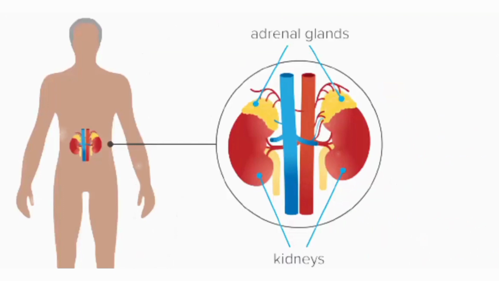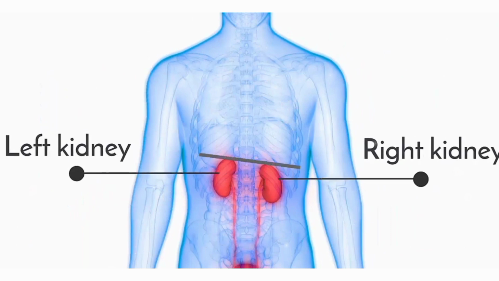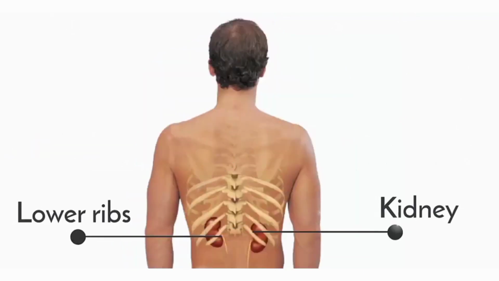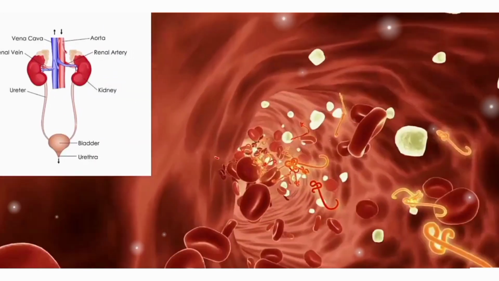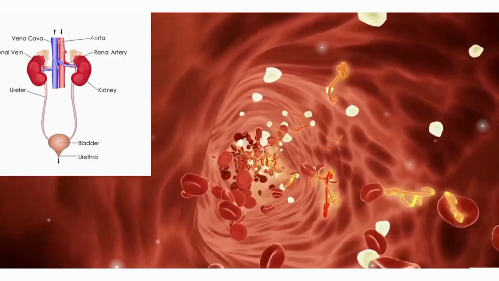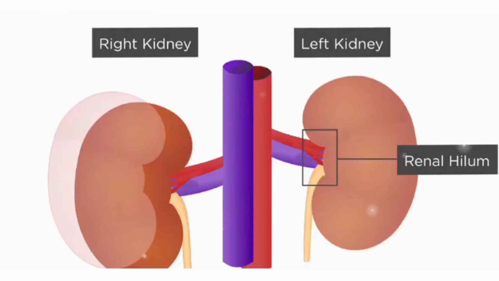The adrenal gland is found sitting on the top of each kidney. The right kidney is slightly lower than the left kidney and the left kidney is more central than the right. Lower ribs protect the upper part of the kidney. Some important structures connect the kidney to the rest of the body. The renal veins take blood to the vena cava and the renal artery supplies blood to the kidney. The renal hilum is the point of entrance and exit of the veins, arteries and nerves that supply the kidney.